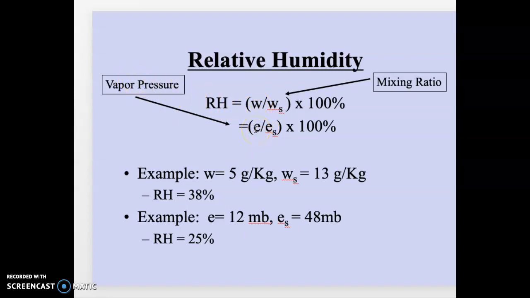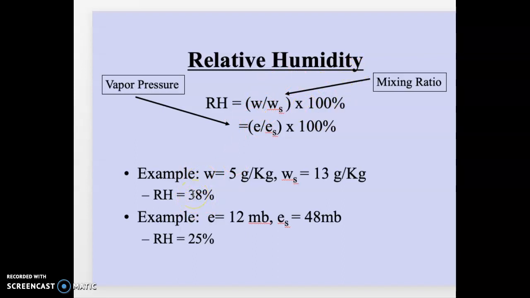So say you look up on this chart the dew point temperature, and it comes up with a mixing ratio of 5 grams per kilogram, and you use the temperature and look up the saturation mixing ratio of 13 grams per kilogram. You can use this equation, really, really basic, and multiply by 100, and you get 38.